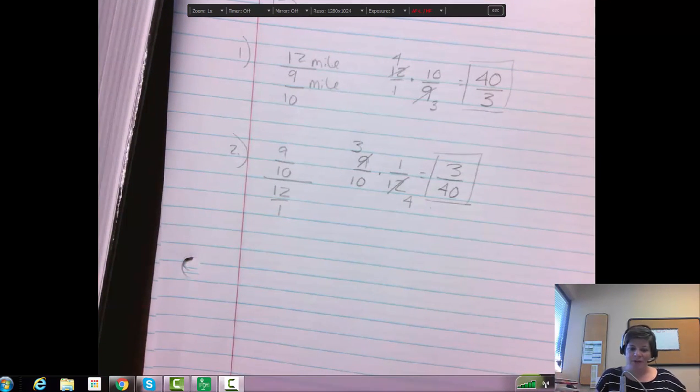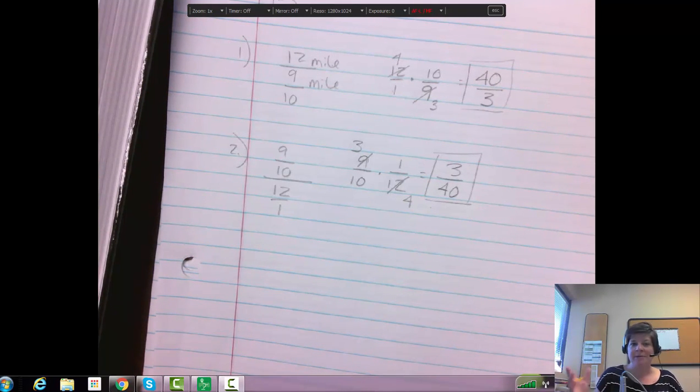Hey, how do they relate to each other? They're the flipped over version of each other, right? So then part C says, how are the ratios from part A and B related? Any way you want to say that, they're reciprocals of each other. That's the mathematical term, right? Or they are the flipped over version of each other because you're dividing the other way.